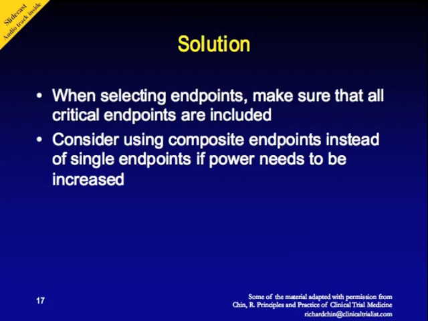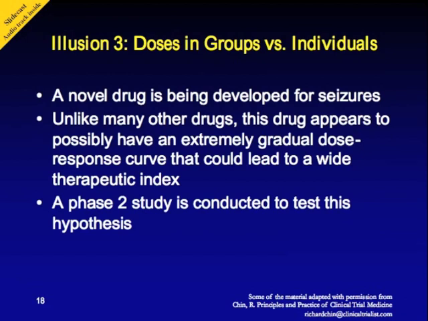Now, the third illusion is the difference between groups and individuals. In clinical research, we're used to looking at aggregate data and aggregate statistics like the mean or standard deviation. And sometimes we forget that the group represents some information about the individuals, but the group statistics are actually different from the individual statistics.